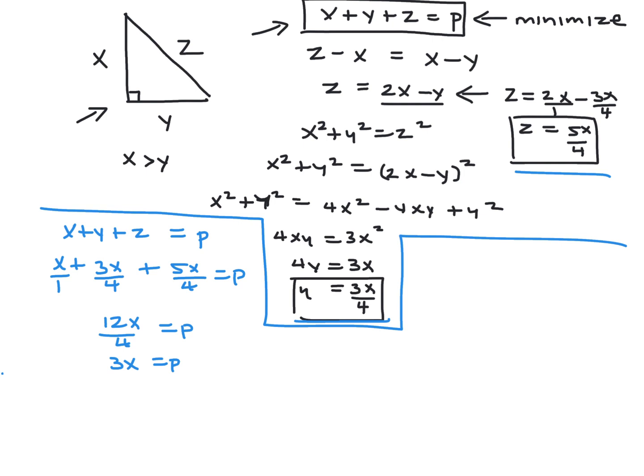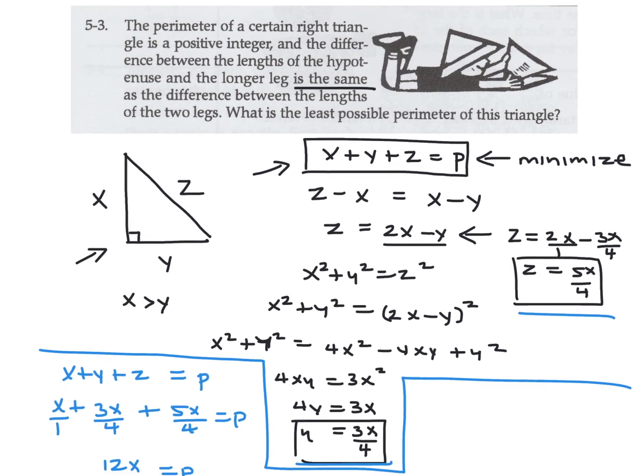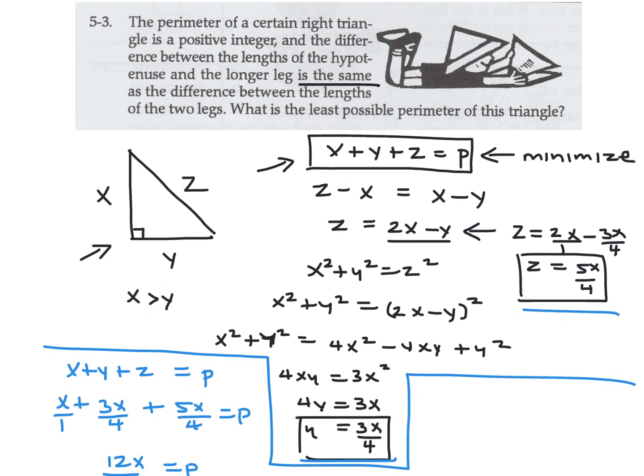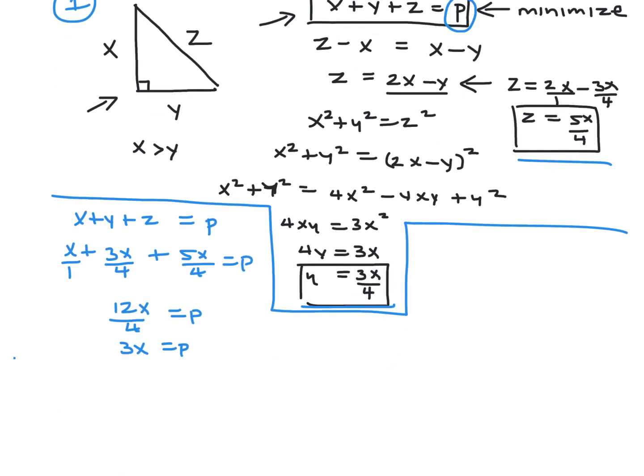So what do I put for, let me see, the perimeter of a certain triangle is a positive integer. Okay. I got it. So this p is a positive integer, and they want you to see what is the least possible. Okay, I got it. Well, the least possible positive integer is 1. Correct? So let me just see if 1 could be possible.